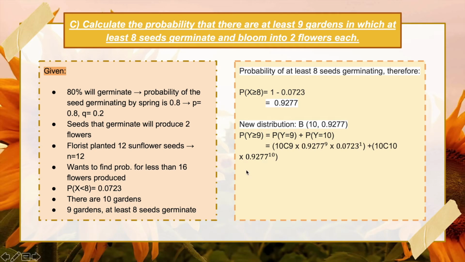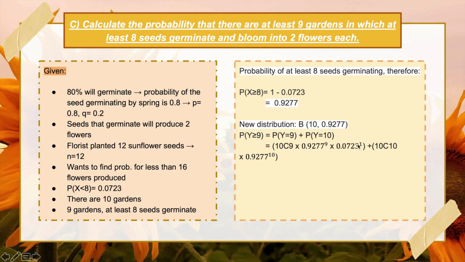Then we can substitute these values into the formula. When y is equal to 9, we find its probability by multiplying 10 combination 9 times the probability of more than 8 seeds germinating, which is 0.9277 to the power of 9, times 0.0723, which is the probability of less than 8 seeds germinating, to the power of 1.